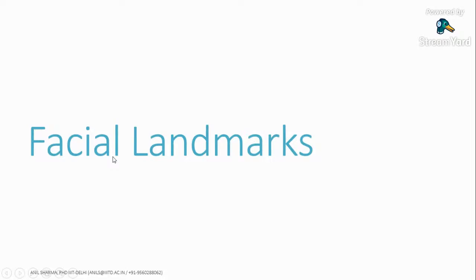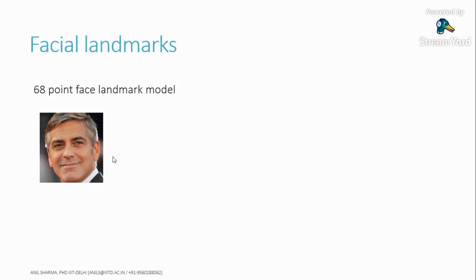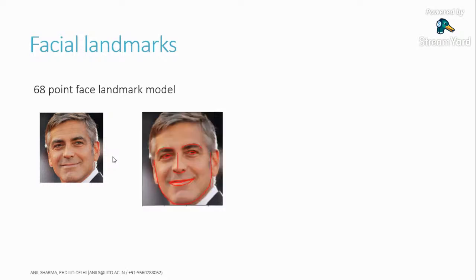Let's do some fun stuff with the face images. First, let's see what facial landmarks are. It is a 68-point facial landmark model where we can identify the location of the face landmarks, for example eyes, eyebrows, lips, nose, and the chin structure. This 68-point model has accurately identified the location of the left eye, right eye, the nose bridge, the nose tip, eyebrows, chin structure, and more.